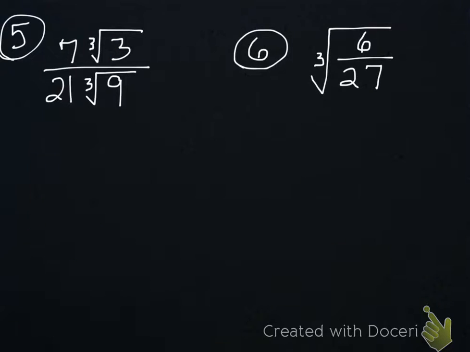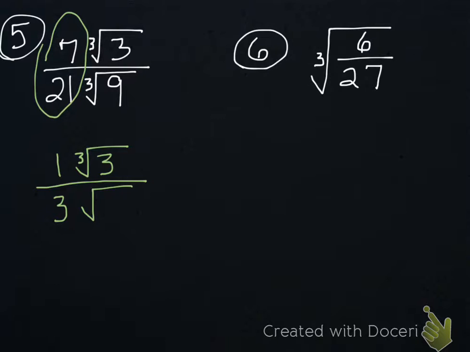Number 5. I have radicals, both a cube root. I also have numbers out front. We can simplify the numbers out front independent of the radicals. So 7 and 21 reduces to 1 over 3. Now let's look at the cube roots. I have a cube root of 3 on top and a cube root of 9 on the bottom.